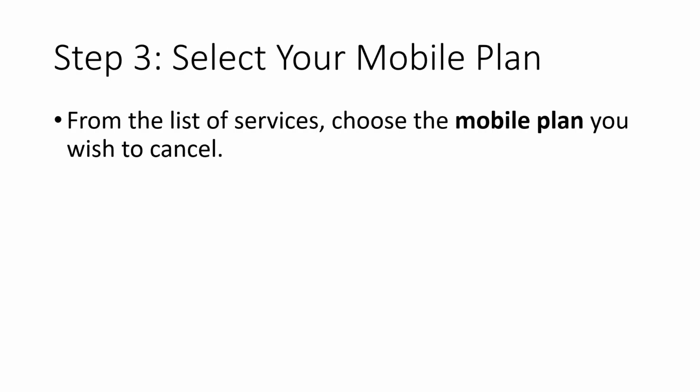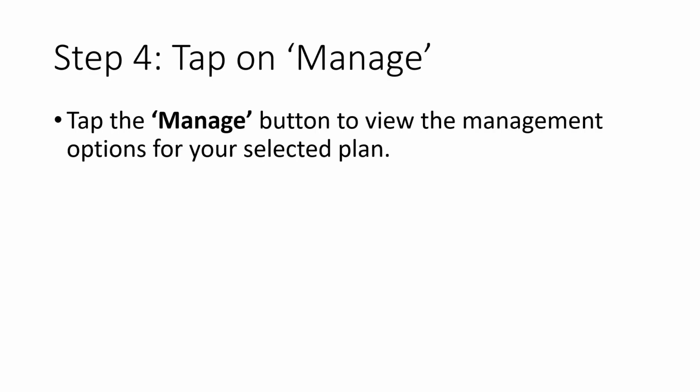From the list of active services, select the mobile plan that you would like to cancel. This will take you to a page with more detailed information about that plan. Once you've selected your mobile plan, tap the Manage button. This gives you access to various options for adjusting your plan or account settings.